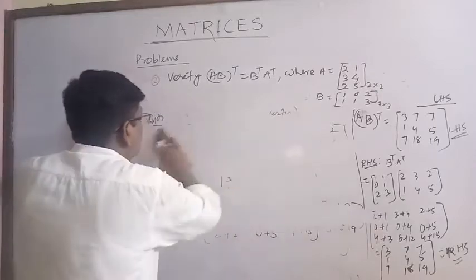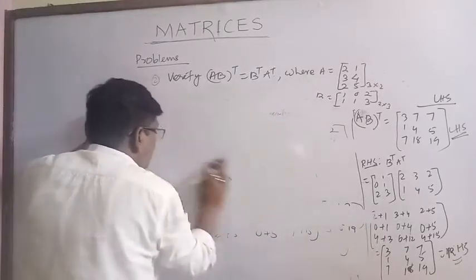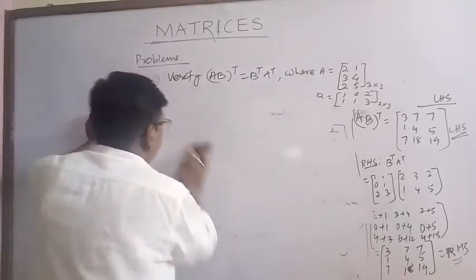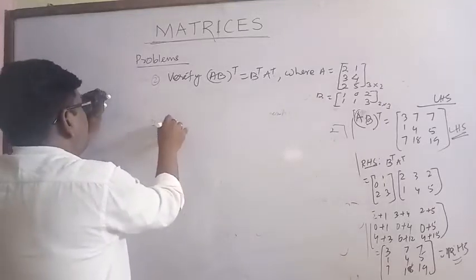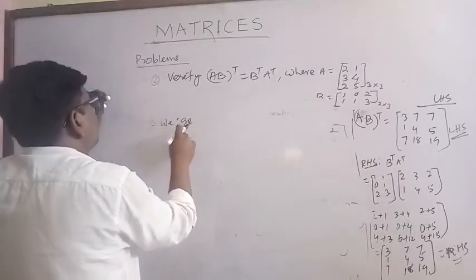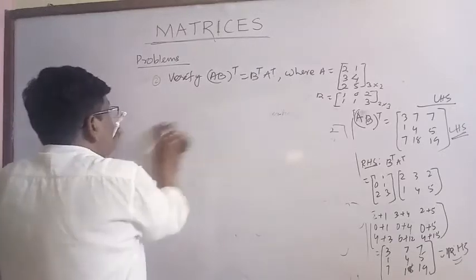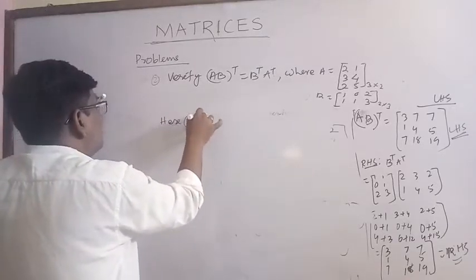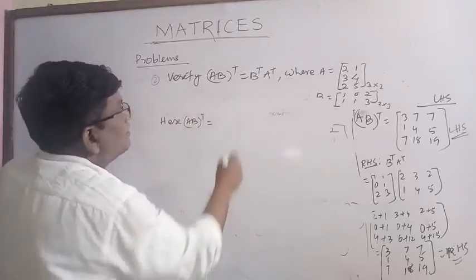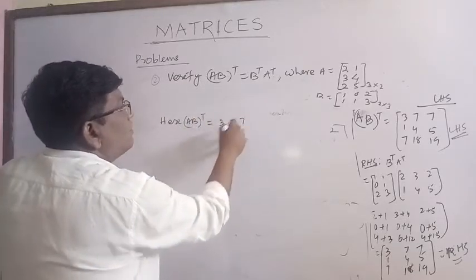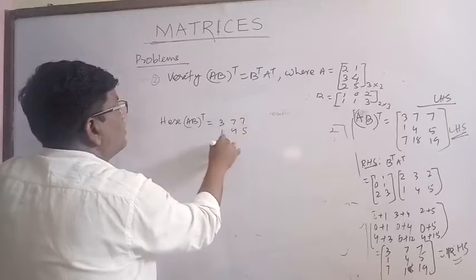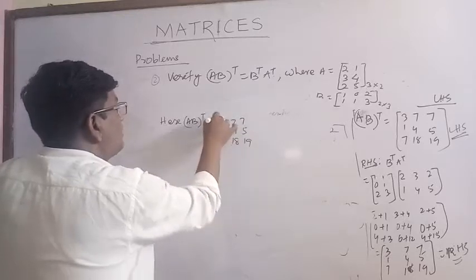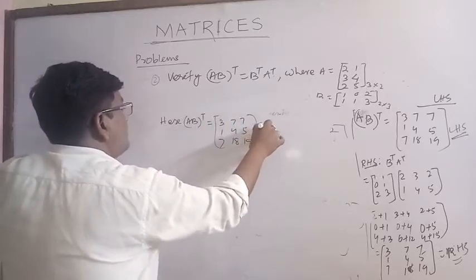Here, AB transpose is equal to what? Now we calculate this. AB transpose is equal to 3 7 7, 1 4 5, 7 18 19. This is AB transpose. Now this is the left hand side.